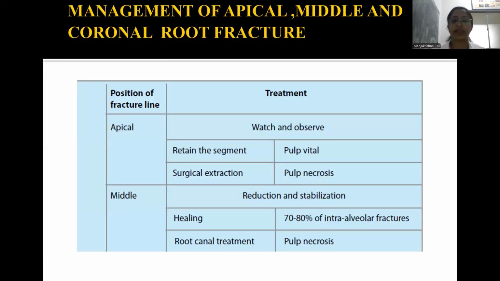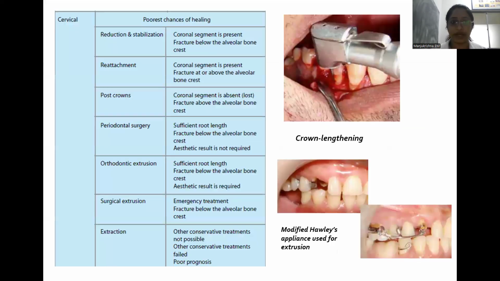The position of the fracture line determines the treatment. If it is apical, you can just watch and observe, retaining the segment. But in a non-vital tooth, surgical extraction of the apical part with necrosis. Middle third: reduction and stabilization, with healing often in 70 to 80% of intra-alveolar fractures, root canal treatment if pulpal necrosis occurs. These are a few treatment options. You can do reduction, splinting, post-crown, periodontal surgery, orthodontic extrusion, surgical extrusion, or extraction. All these things you can do.